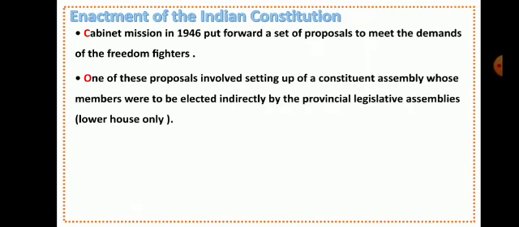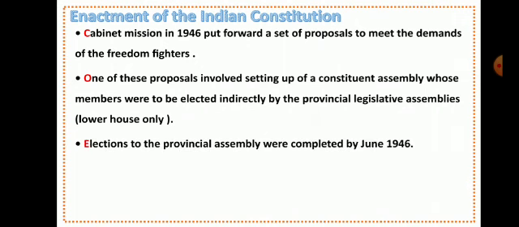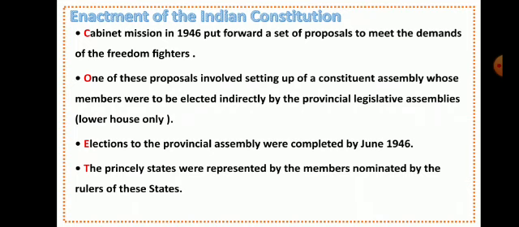One of these proposals involved setting up of a Constituent Assembly whose members were to be elected indirectly by the provincial legislative assemblies, that is lower house. Elections to the provincial assembly were completed by July 1946. The princely states were represented by the members nominated by the rulers of these states.